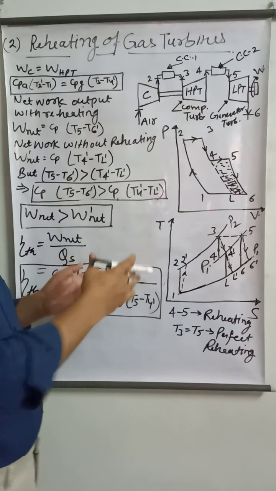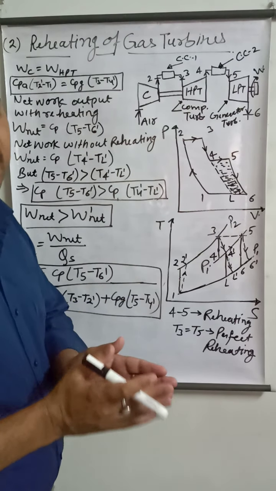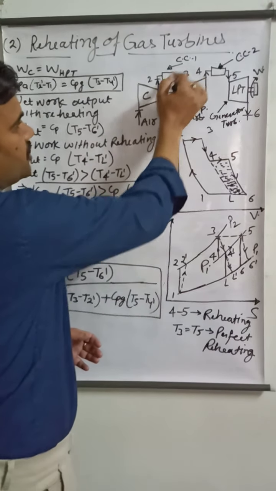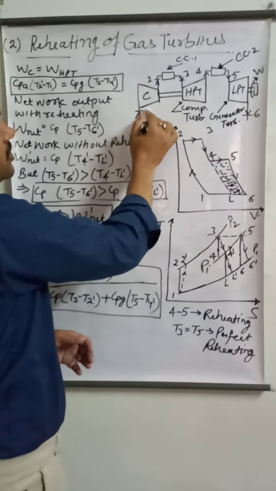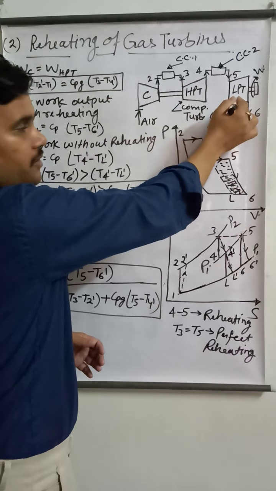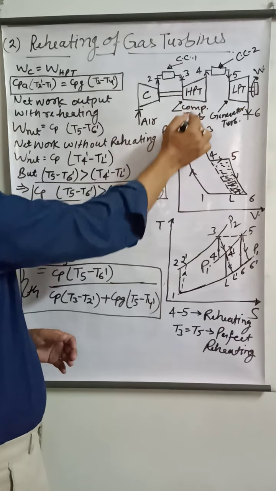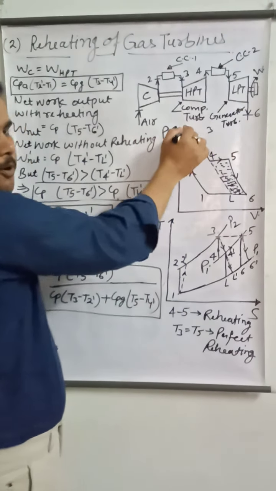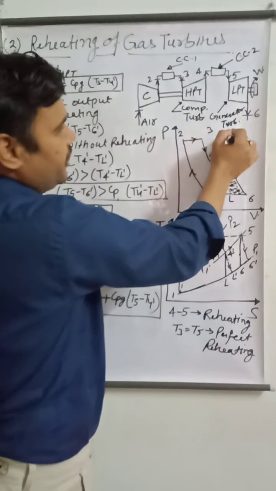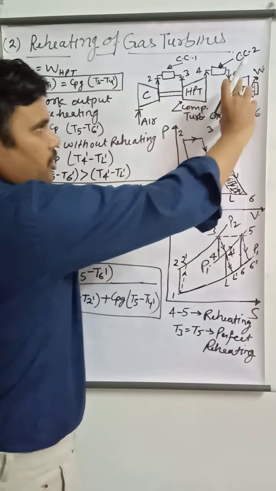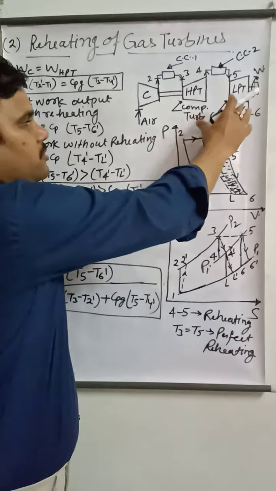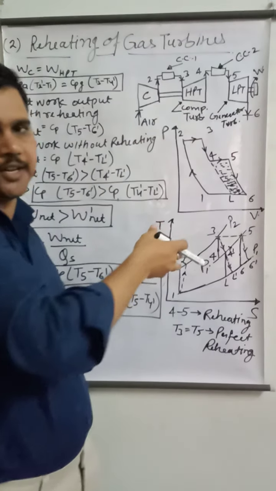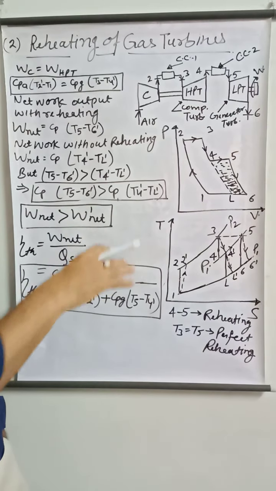Actually, in this, the expansion of gases takes place in more than one stage. Like here, combustion chamber 1, combustion chamber 2, compressor, high pressure turbine, low pressure turbine, which is also called the compressor turbine because the compressor is run by the power of this turbine, and this is called the generator turbine also because we get output from this turbine. So, what is the effect of reheating on the net work done and efficiency?